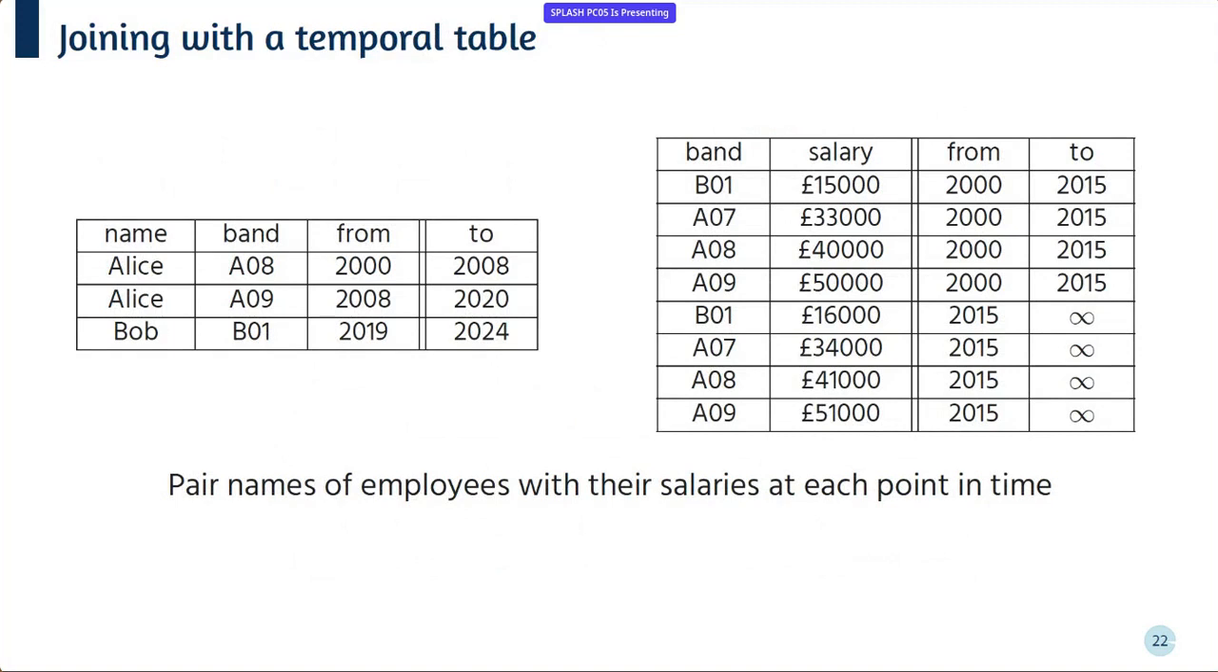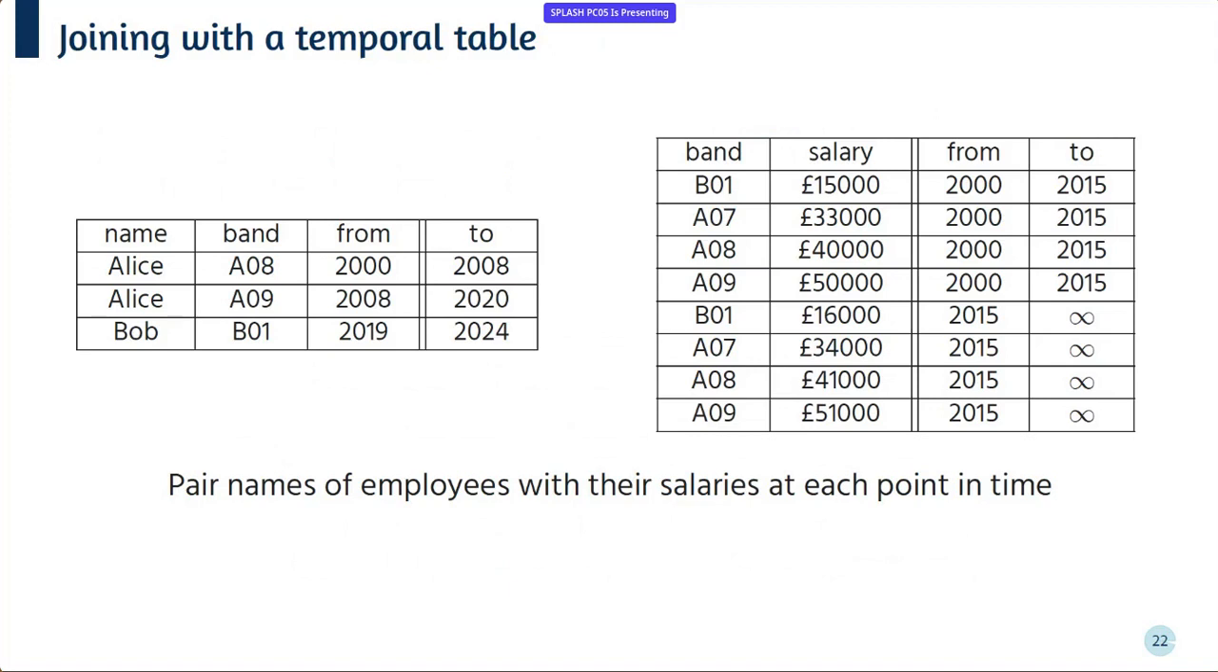Now, it gets slightly more tricky when, instead of doing a temporal table with a non-temporal table, we're now doing two temporal tables. So we've got our employees database. Alice is on A08 between 2000 and 2008, and A09 between 2008 and 2020. But we've also got a temporal salaries table. A08 is £40,000 there, and it's £40,000 there and £41,000 from 2015 onwards.